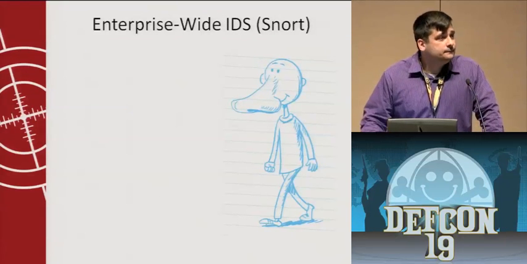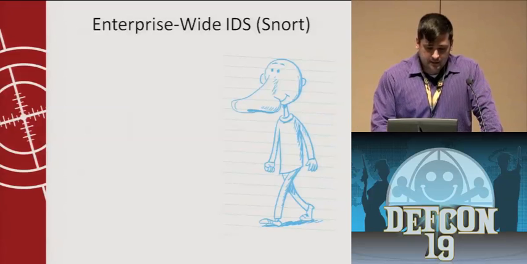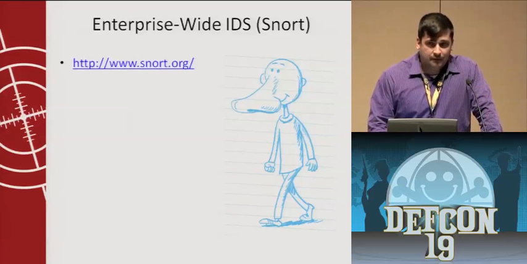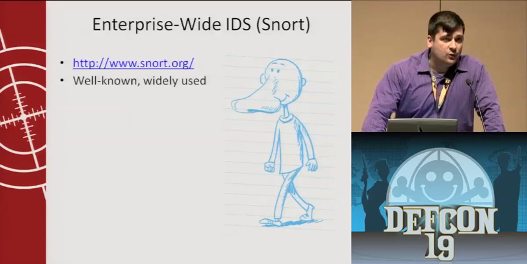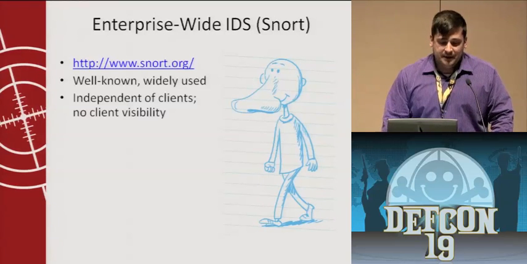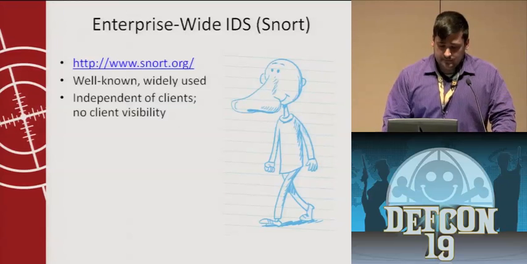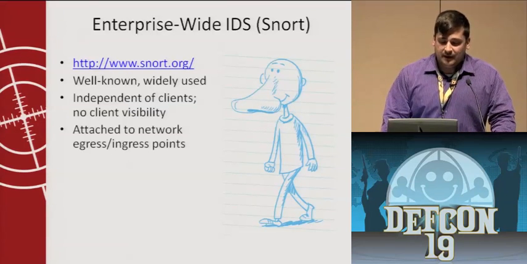I like Snort for enterprise-wide IDS. URL for those of you who haven't looked at it before, but I'm sure most of you have probably seen this. It's well known and widely used. It's independent of the clients. They cannot see it. It's attached to the network egress and ingress points.